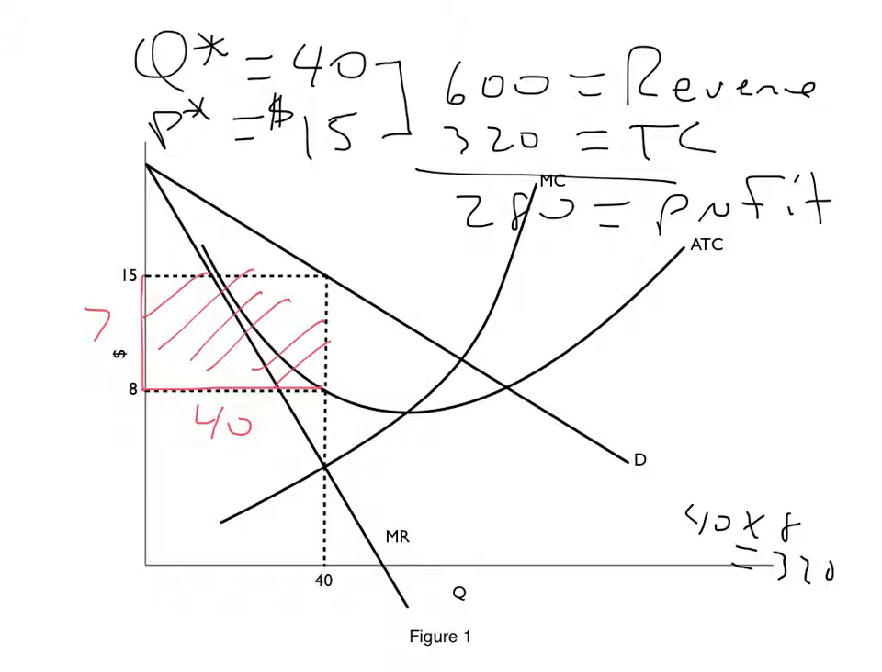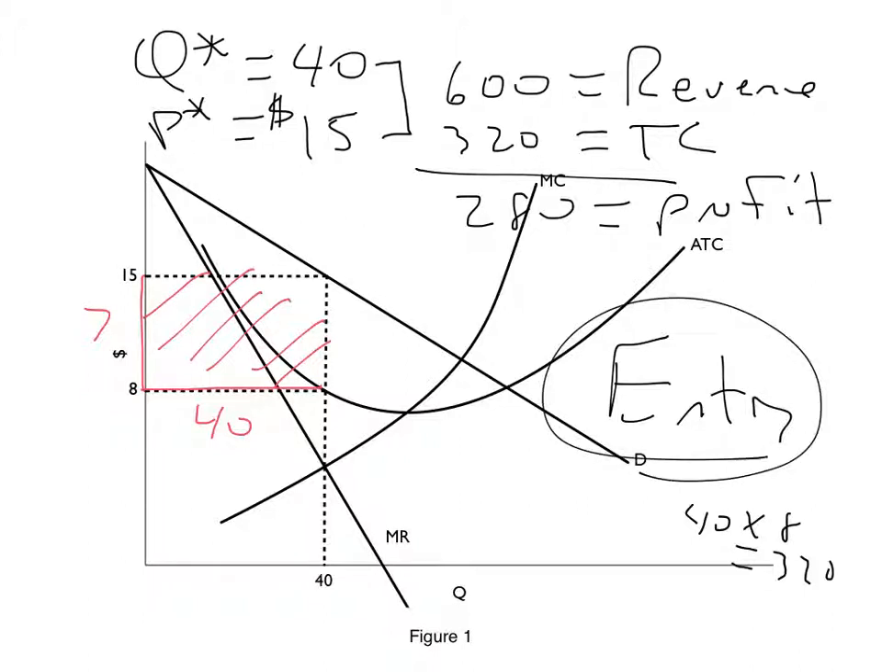And then finally, the last question, do we expect entry or exit in this market? Well, because this is monopolistic competition, and because there is easy entry and exit, and because this firm and probably other firms like it are earning a profit, we would expect to see entry. Now, obviously that's going to change the situation. In the next video, we'll look at what happens in the long run as more firms enter the market.